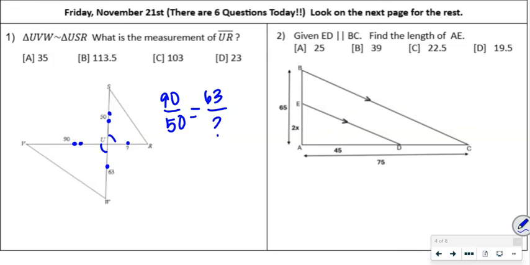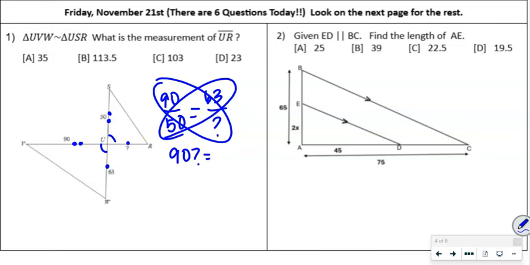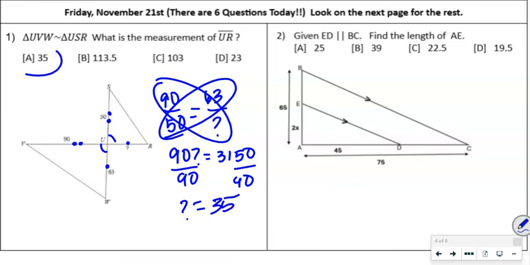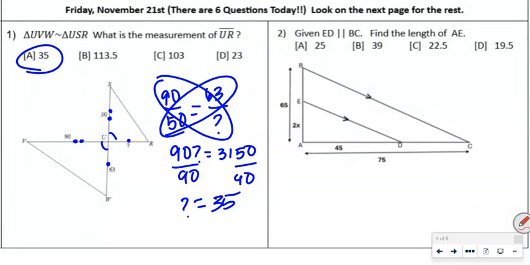So that's going to be cross multiply here again. So this is 90 times question mark is equal to 50 times 63, and 50 times 63 was 3,150. Then we're going to divide both sides by 90. So our question mark in this case, which is UR, is going to be 35. And there's our answer. This next problem says, given ED is parallel to BC, find the length of AE.